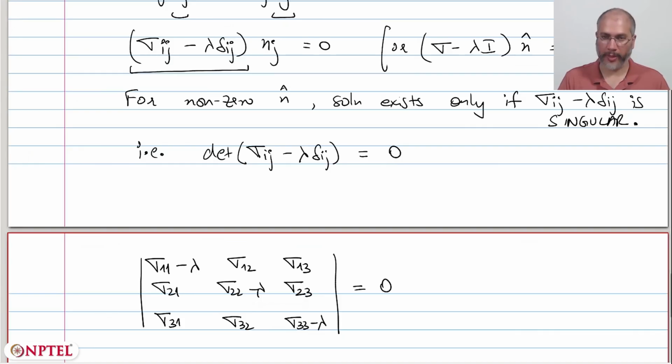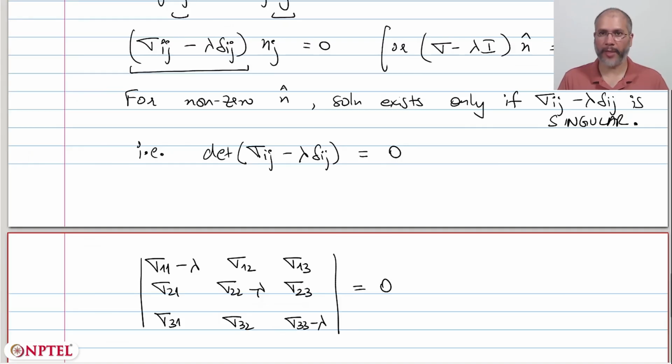This determinant is 0. And remember, sigmas are known. We're trying to find the eigenvalues and directions of sigma. So sigma definitely is a known value, but lambda is not known. So from this equation, we are trying to find the values of lambda.